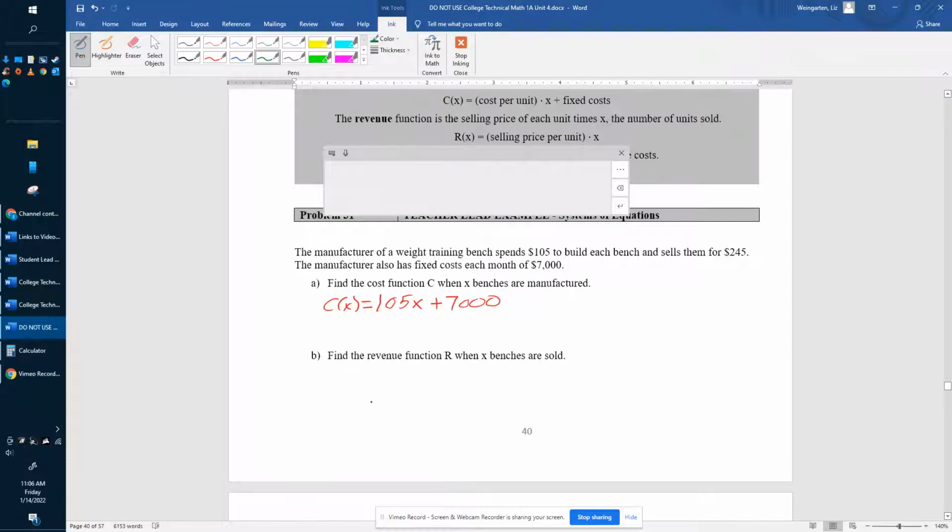Now let's write the revenue function. The revenue, in terms of X, is how much they sell for times the number of benches.